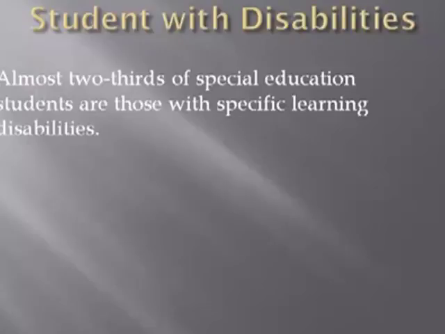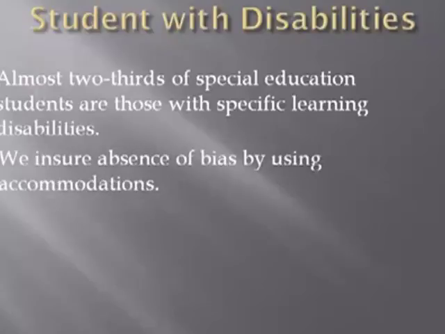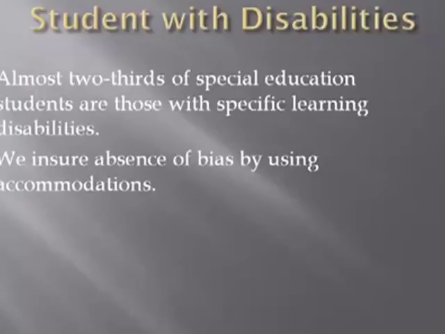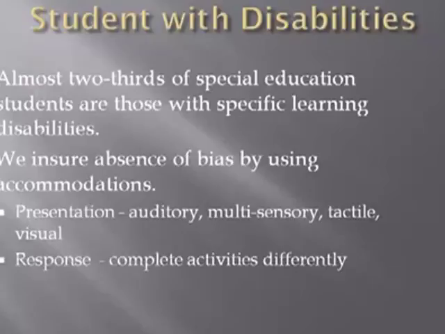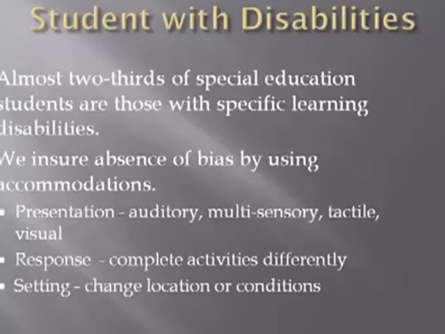So in her case, it's really tough to get an accommodation because you have to show that the accommodation will level the playing field for the disability. Okay, so that's how we ensure an absence of bias. These are the ways that we can modify a student's test-taking situation: by the presentation, by the response, the setting can change, or the timing and schedule.